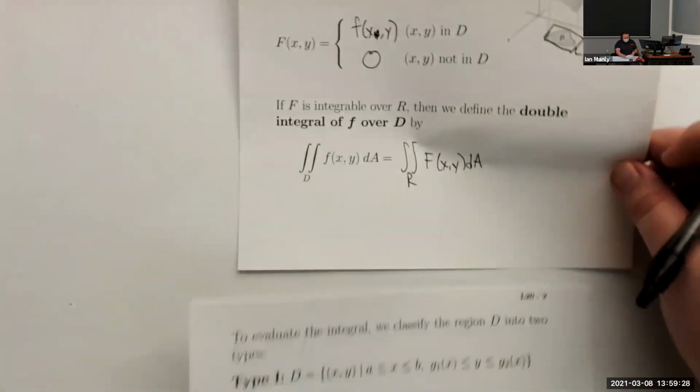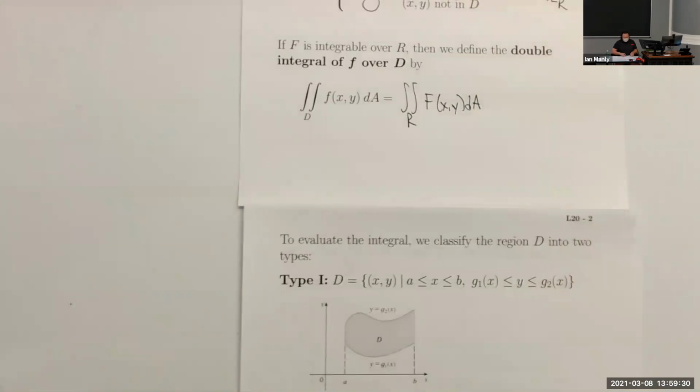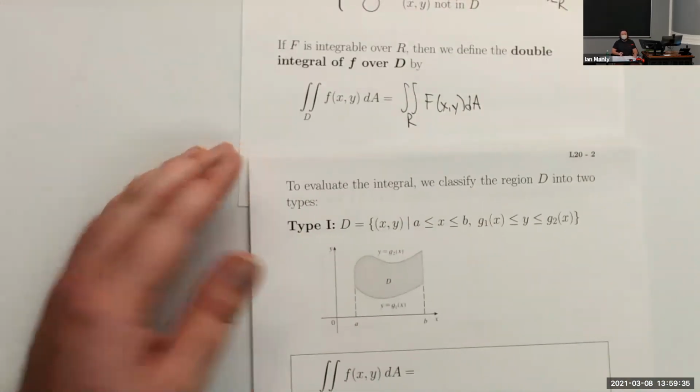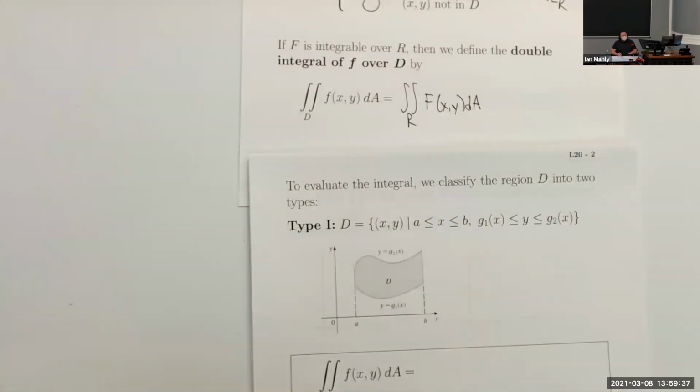Okay, so if we're not going to do it that way, how will we actually do it? What we're going to do is keep the same philosophy with the iterated integrals, where we do an integral with respect to y, and then we do an integral with respect to x, or the other way around. We could do an x first and then a y.